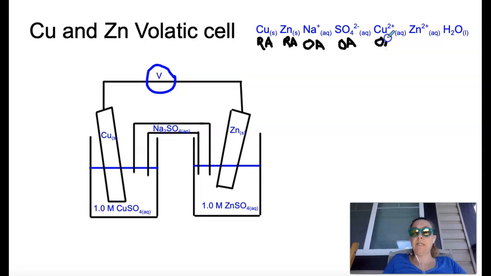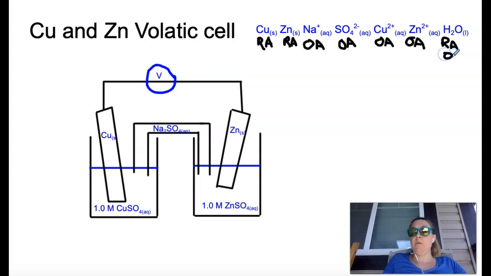Okay, well then we got to find the zinc. Well, the zinc 2+, I should say. Zinc 2+ is maybe a quarter up from the bottom, but also on the left side, so it is also going to be an OA. Then we have water, right? Hopefully by now you can remember that water can be both, right? It could be an RA, or it could be an OA.